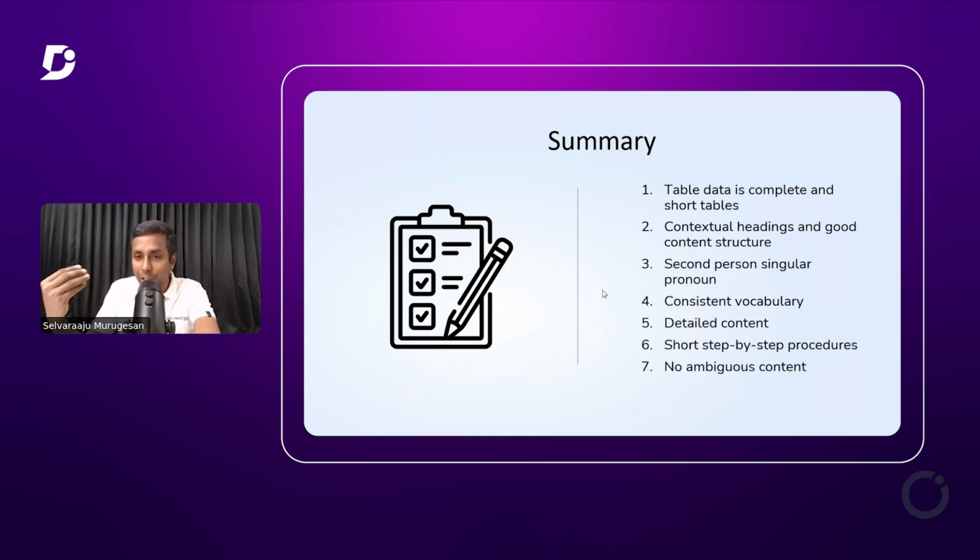The tables have to be short. Make sure there are column headings and row headings, especially when you put in tables. Have contextual headings and a good content structure. Again, it comes down to the principle of having good information architecture. Write in simple second person singular. You probably already know that. When it comes to pronouns, especially work on where your article is going to get chunked. If a new paragraph starts with a pronoun, make sure you replace the pronoun with the subject. Use consistent vocabulary across your article. Make sure there's no ambiguous information present across your article. Produce detailed content. And there you go.